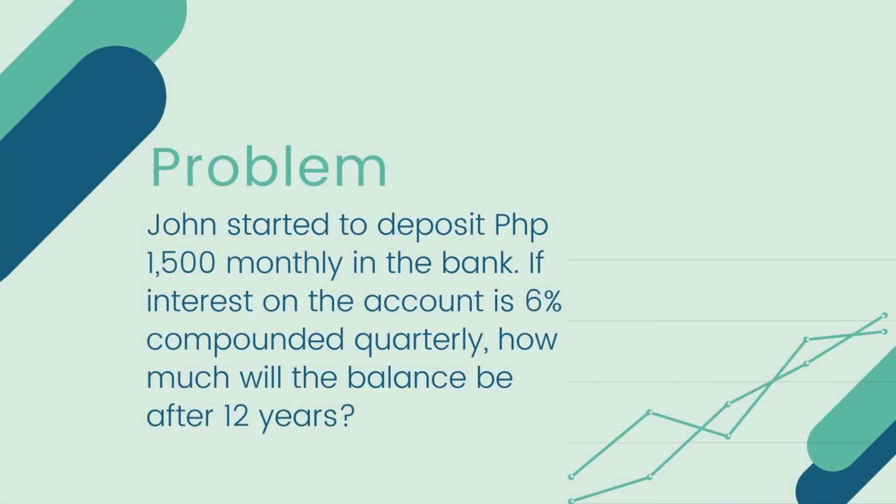So this is our sample problem in general annuity. John started to deposit 1,500 pesos monthly in the bank. If the interest on the account is 6% compounded quarterly, how much will the balance be after 12 years?